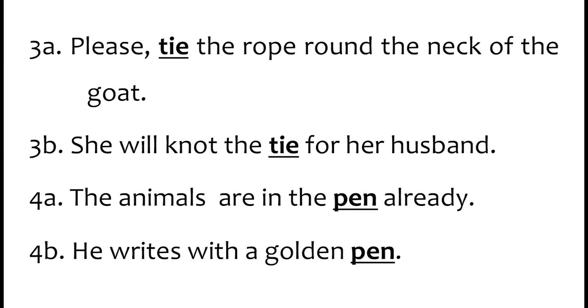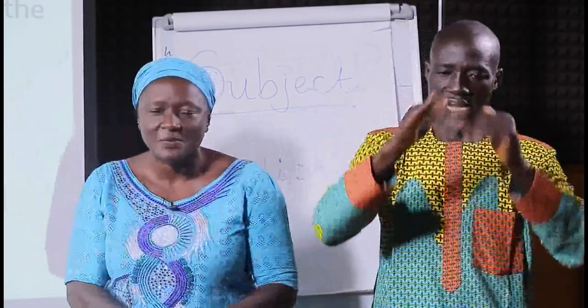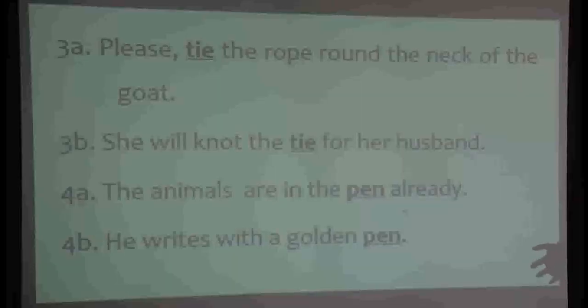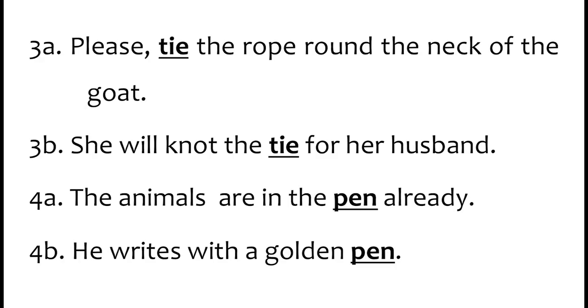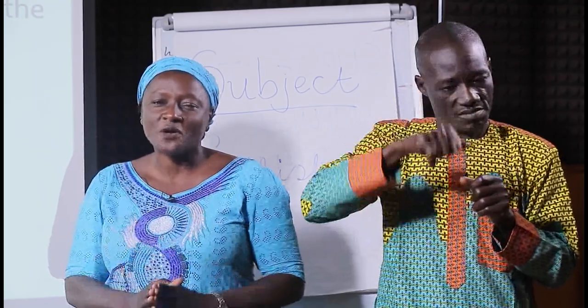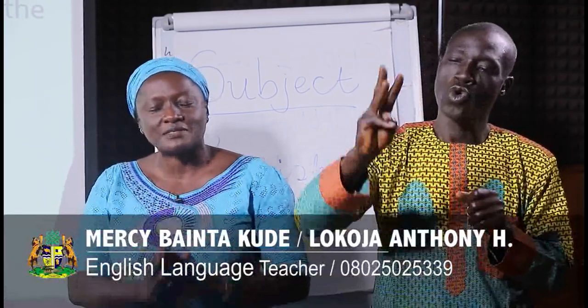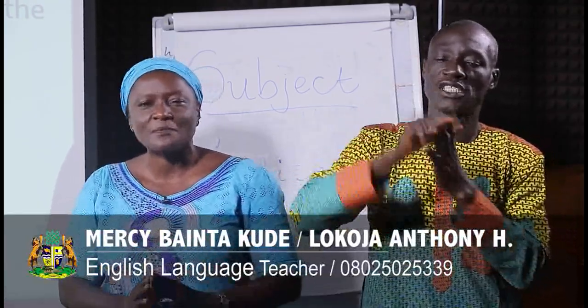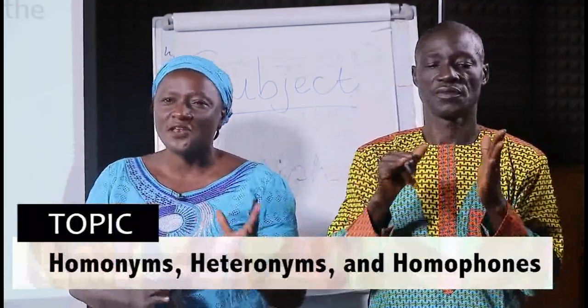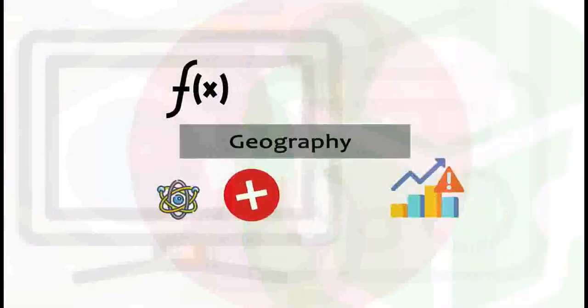4a, the animals are in their pen already. Pen here means an abode for animals, the house where the animals live. So the animals are in the pen already. 4b, he writes with a golden pen. Remember, homonyms are words that sound the same, they are spelled the same, but their meanings are different. A homonym could either be a noun or a verb.